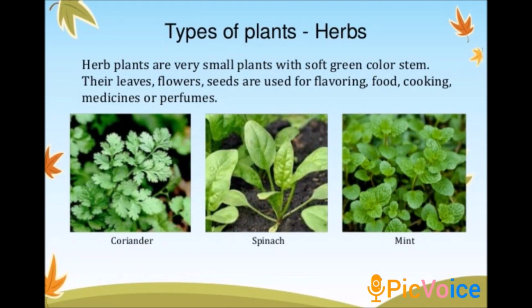In the types of plants, this is the first type, the herbs. I already told you they are small, green and tender. Herbs are very small plants and green. Examples are coriander leaves, spinach and mint. So you can see the image now. Like I already told you, branches are not present. It is very small, soft and tender, and it is greenish in color.